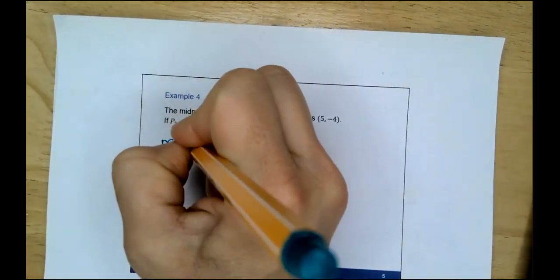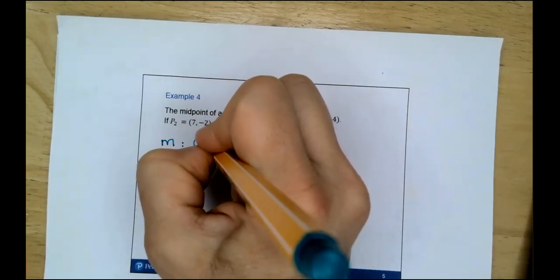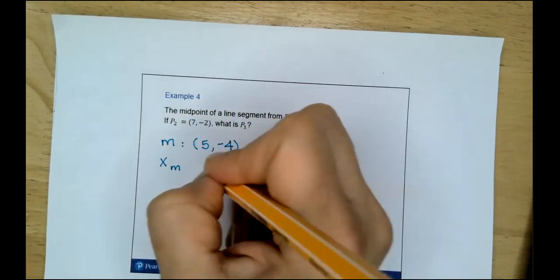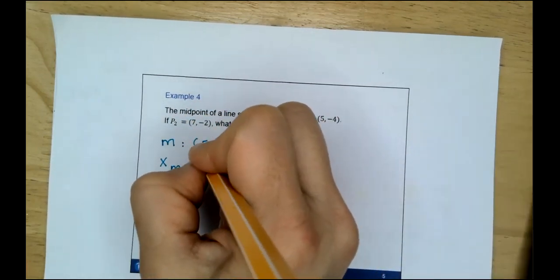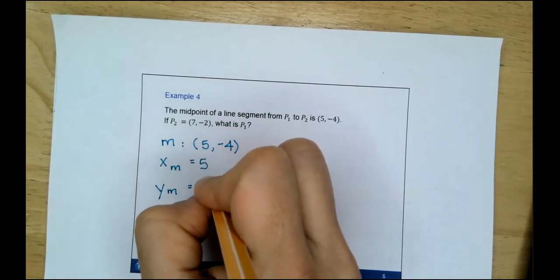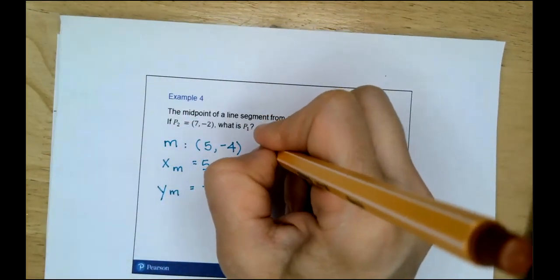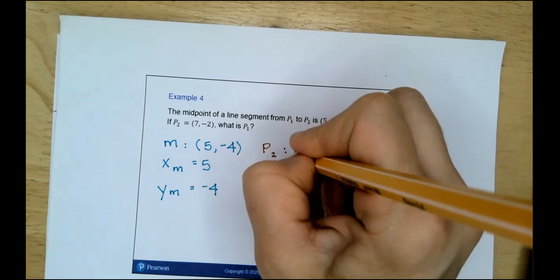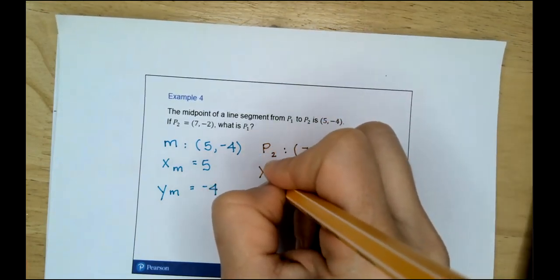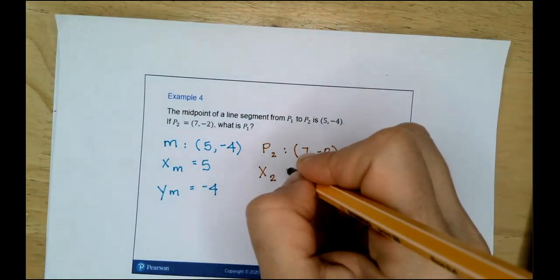So let's talk about what we know. We know our midpoint is 5, negative 4. So we know that the x value of the midpoint is 5, and the y value of the midpoint is negative 4. We also know one of the points. Point 2 is 7, negative 2. So my second endpoint, or my first endpoint, I guess it doesn't matter, but we'll say a second endpoint.